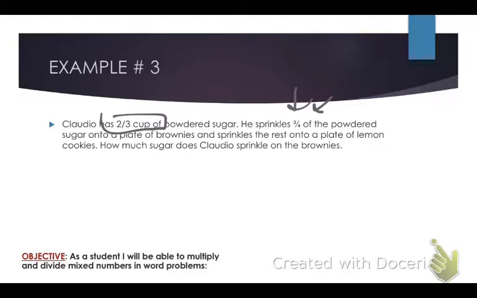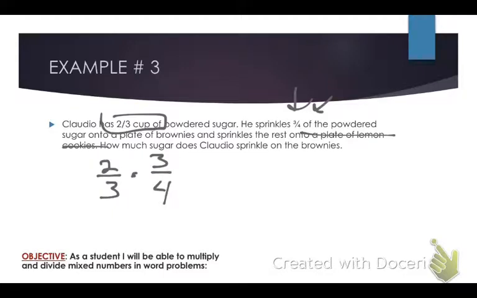Literally, do it now. All right, now if you've done that, you notice that it never talks about lemon cookies again. We don't really care about the lemon cookies. And 2, there is the word of, and there's no other indicative word. Okay, and it says 3/4 of the powdered sugar. Well, how much powdered sugar do we have? Well, we have 2/3. So we've got 2/3, and this time we're going to be multiplying because of that word of. Of means multiply. When you multiply, you're going to go ahead and pre-simplify if you can.